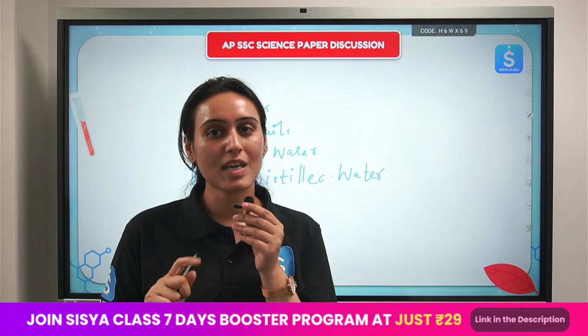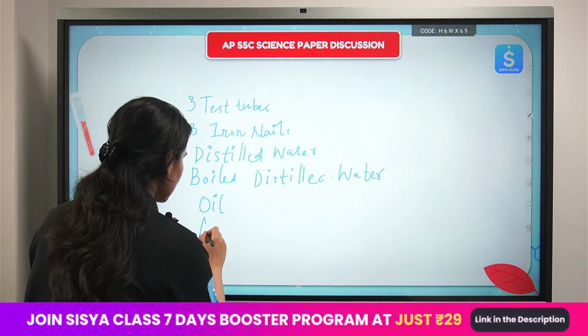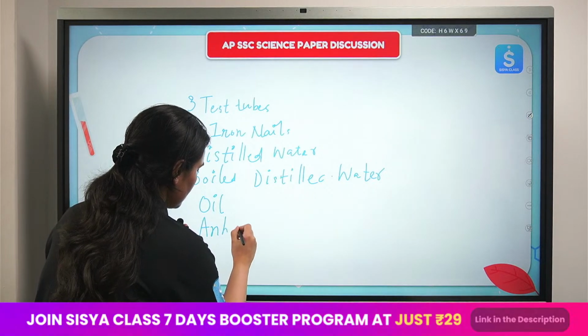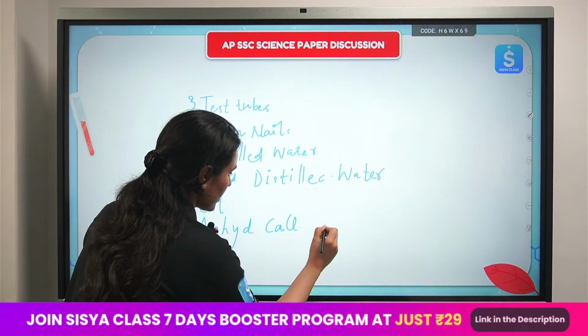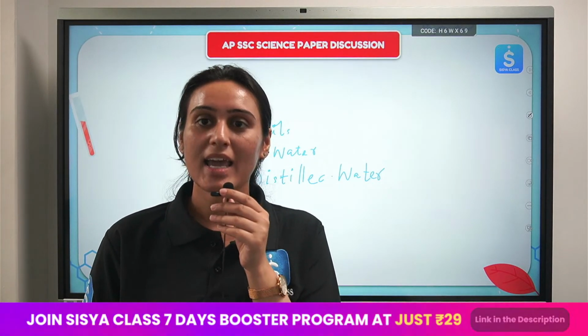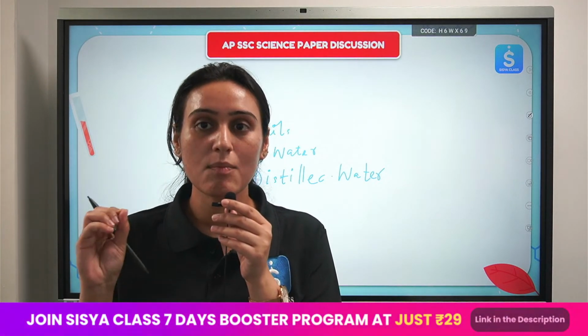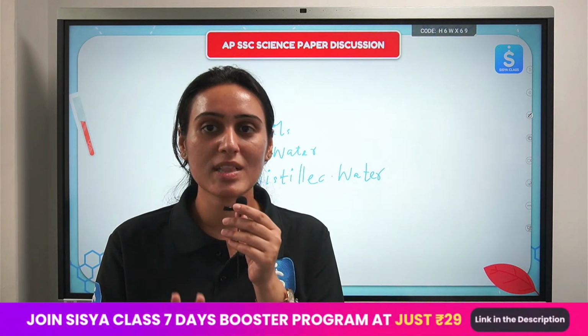What should we do for test tube C? There we will take anhydrous calcium chloride. What is the purpose of taking anhydrous calcium chloride? It will remove all the moisture, so there will be air present in test tube C, only air.